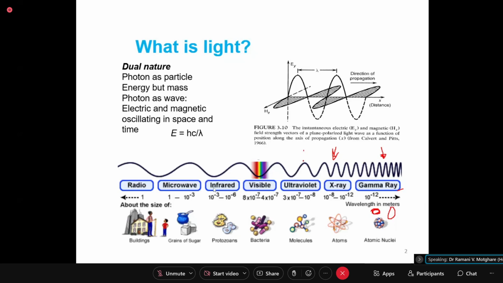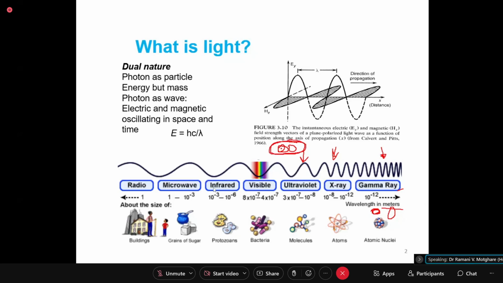Then the next radiation has wavelength ranging from 3 into 10 to the power minus 7 to 10 to the power minus 8 meters. That is ultraviolet radiation, and UV radiation can bring about excitation. Suppose you have such a type of diatomic molecule. Now these are the atomic energy levels and this is the molecular energy level.